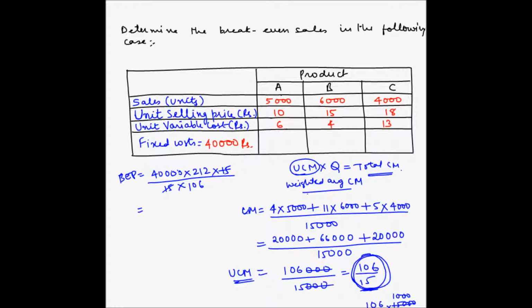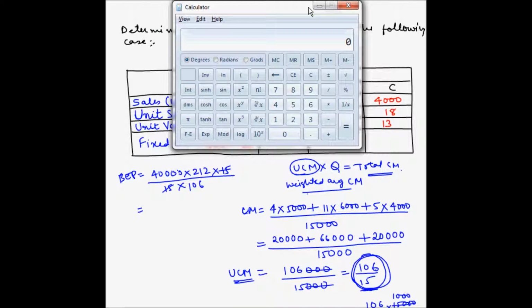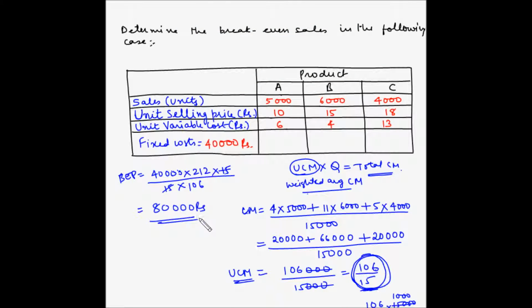So let me pull my calculator here. So 40,000 multiplied by 212 divided by 106, which is 80,000. So break-even point in terms of sales is at 80,000 rupees. So basically what this means is that once the sales of 80,000 rupees has been achieved, the cost have been recovered and the company will start making profits.